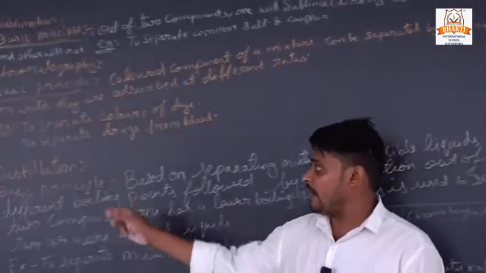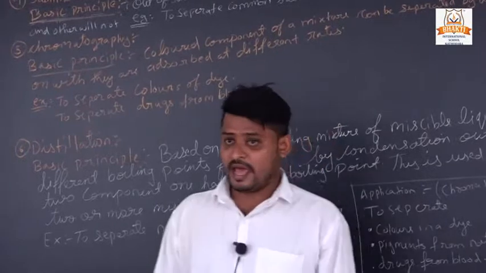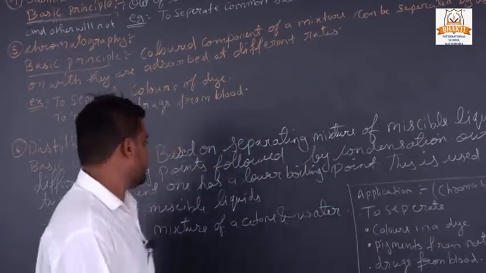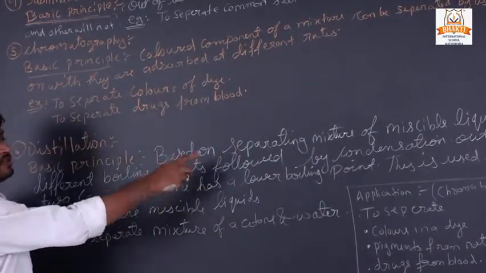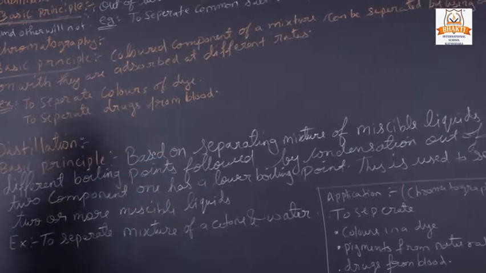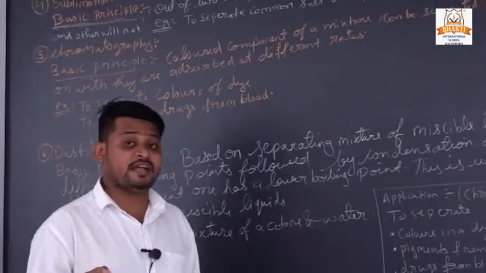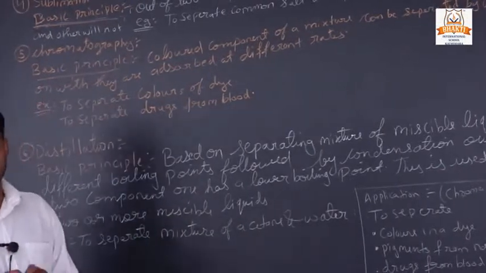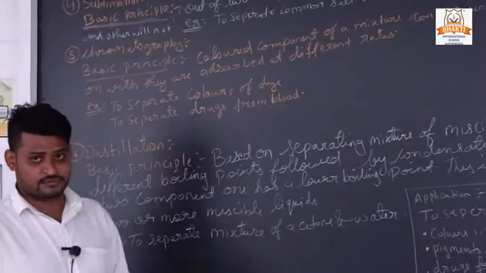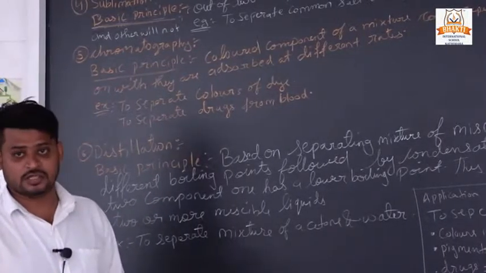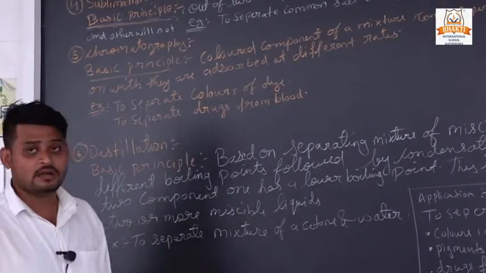Our next method is distillation, and the basic principle of distillation is separating a mixture of miscible liquids. What are miscible liquids? Liquids that mix with each other, like sugar solution and salt solution. These are examples of miscible liquids.